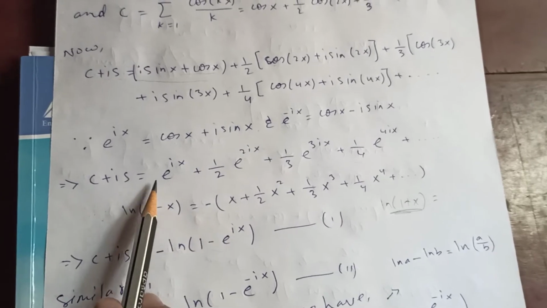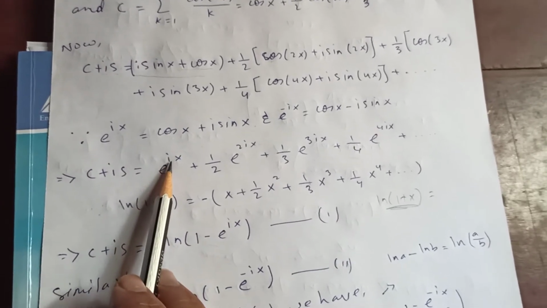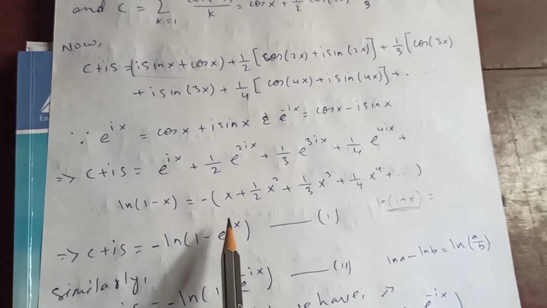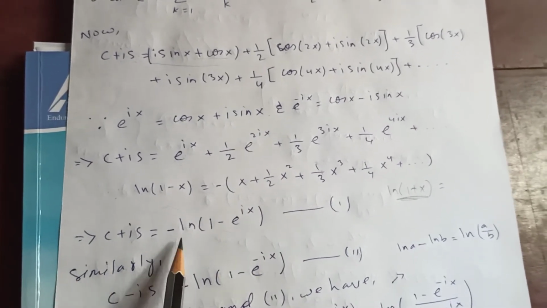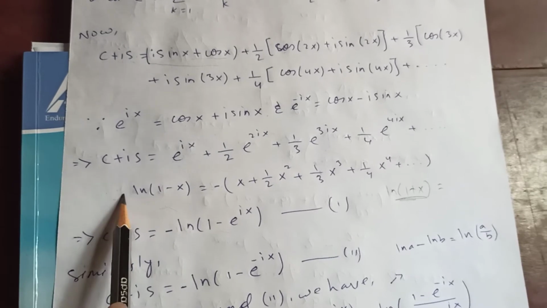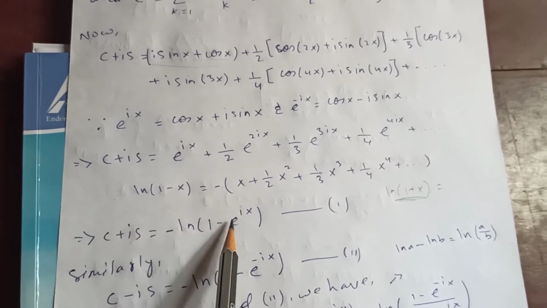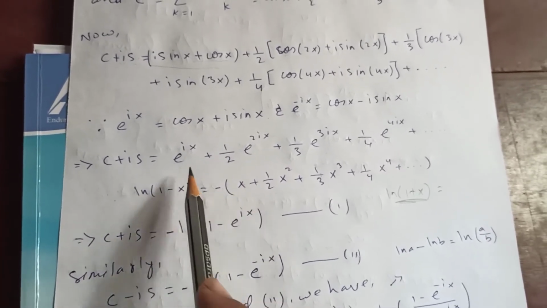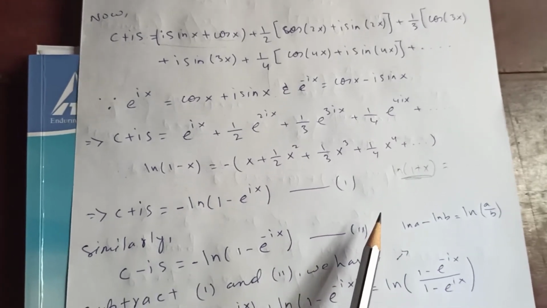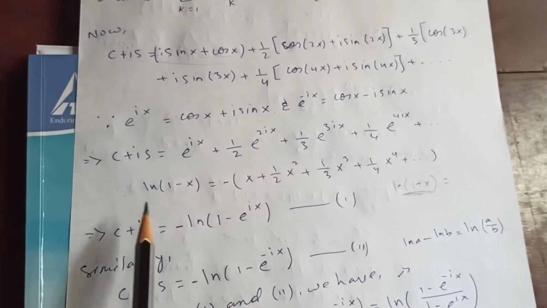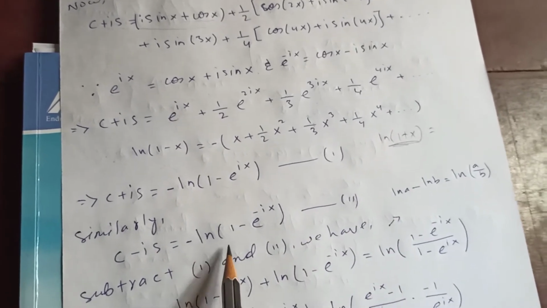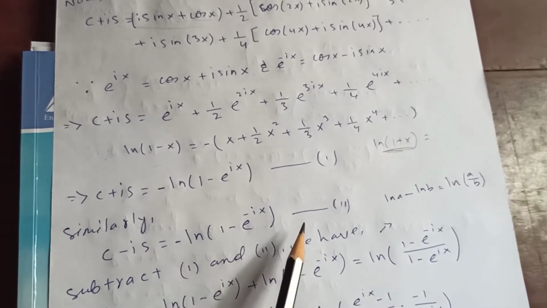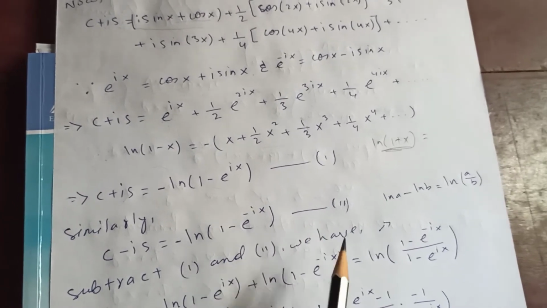Here x is e^(ix). So C plus iS, since this is minus, we transfer it here: minus log(1 minus e^(ix)). That is equation 1. Similarly, if you do it for C minus iS, you come out with minus log(1 minus e^(-ix)). So equations 1 and 2.